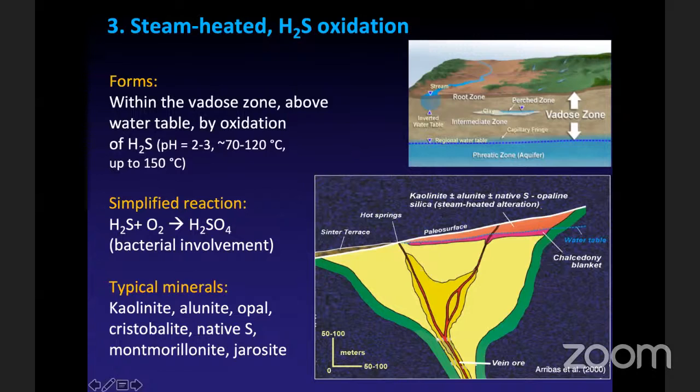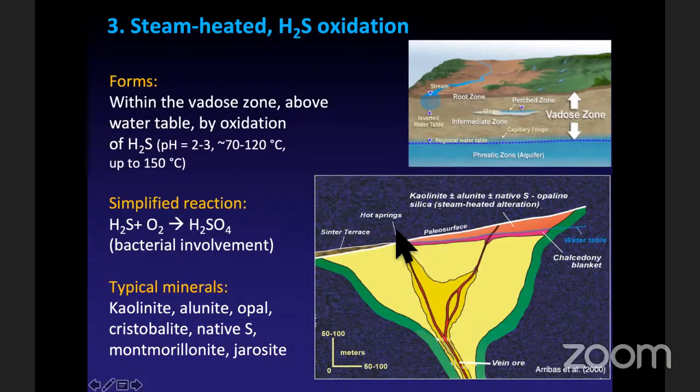What else? Native sulfur, very common here. So this probably reminds you, at least here, we are talking about opal, alunite, native sulfur, kaolinite. This is a typical appearance of this steam-heated alteration.